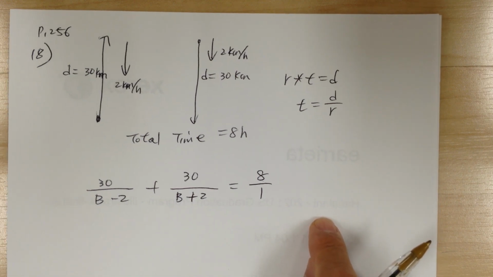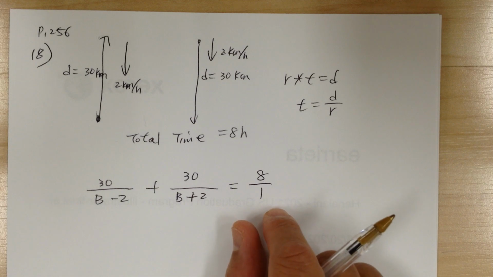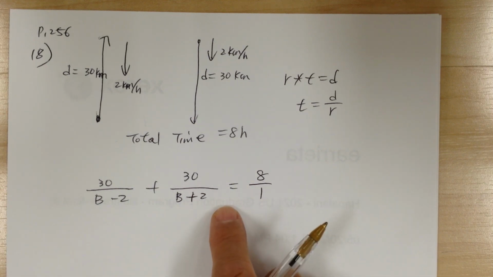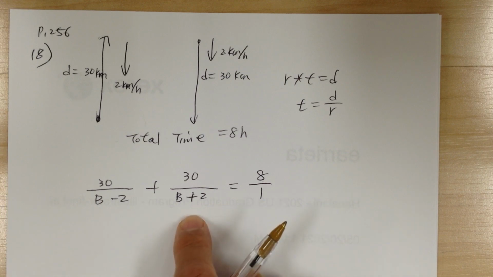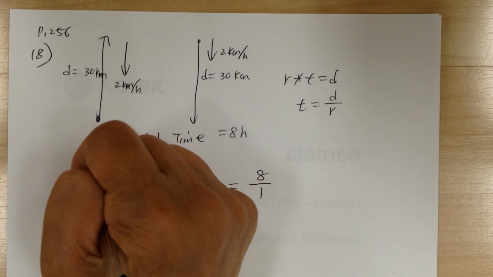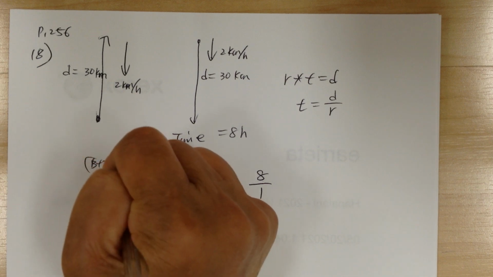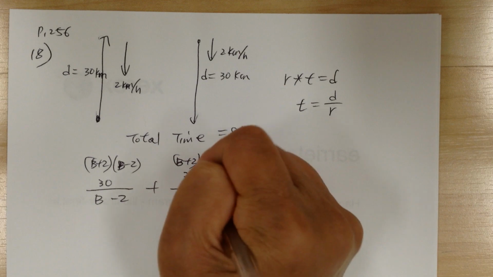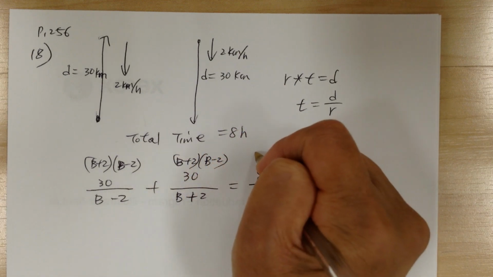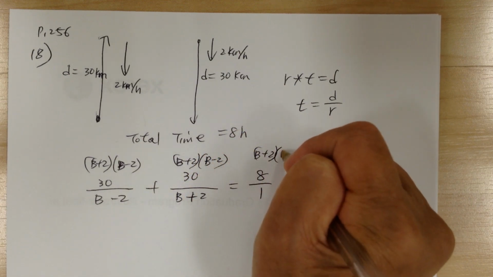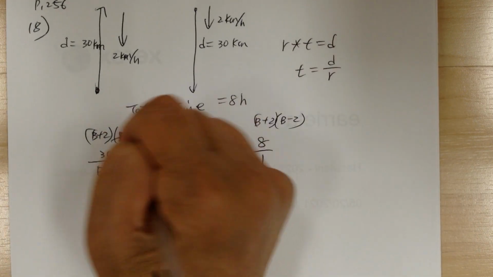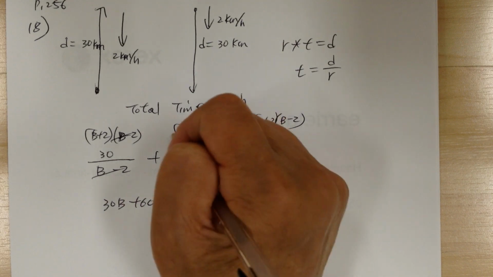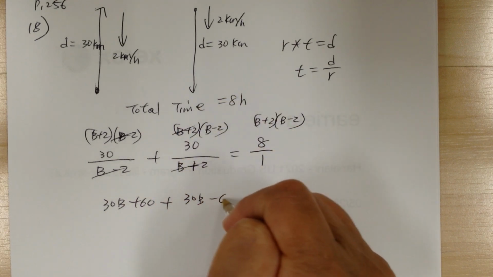So once you understand and translate into an equation, now the solving is not that difficult. So now you just have to multiply by the LCD to get rid of the fractions. So multiply by v plus 2 and v minus 2 on each term. Okay, so this cancels, so you get 30v plus 60. This cancels with that, so you get 30v minus 60.